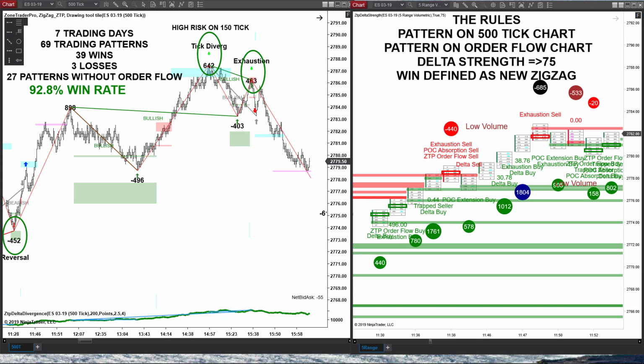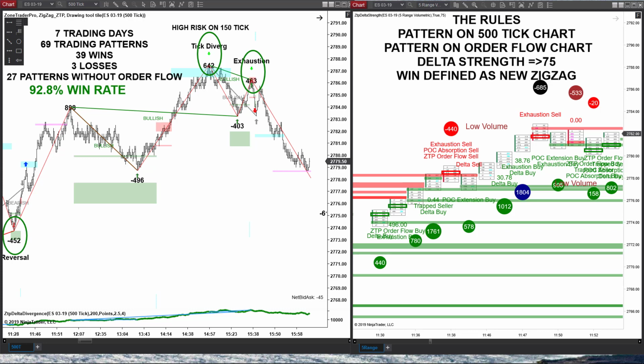Of those 69 tradable patterns, there were 39 wins, 3 losses, and 27 patterns without any order flow or delta strength. If that occurred, those patterns were eliminated, and with a win rate of 39 and 3, that equates to a 92% win rate. So what were the rules?